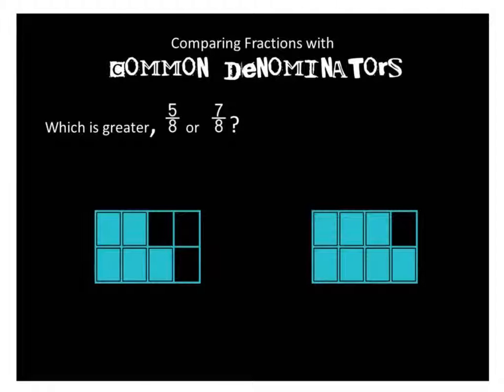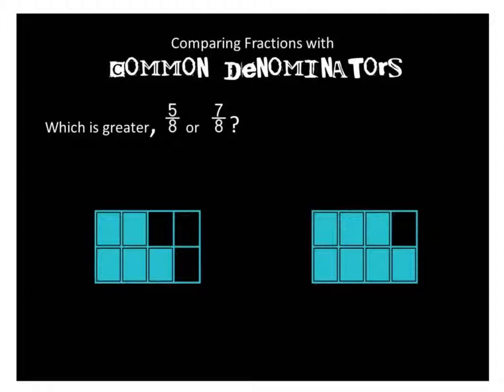First, we're going to look at comparing fractions with common denominators. This is definitely the easiest comparative relationship. The question here is which is greater, 5/8 or 7/8? So when we look at the fraction 5/8, the 8, that's my denominator, tells me that there are 8 equal parts in the figure. And the 5 means that there are 5 that are shaded.